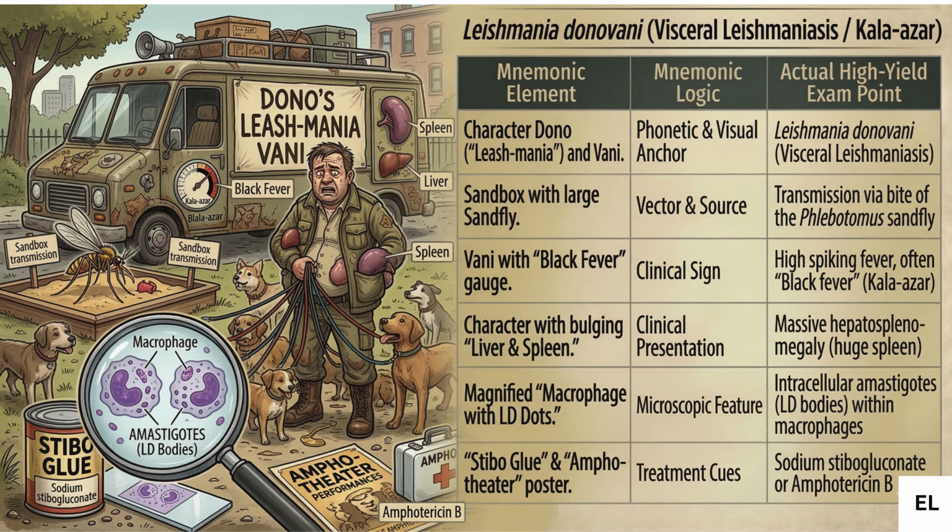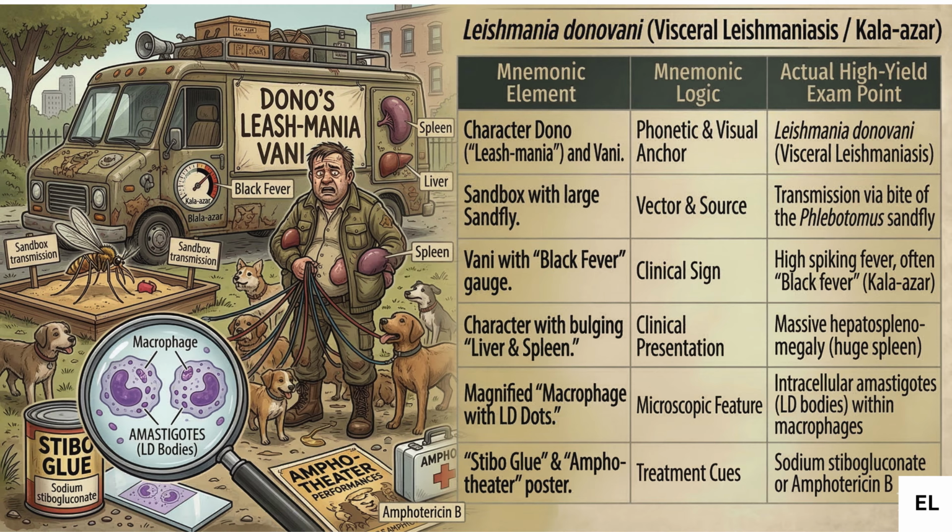Welcome everyone. Today we are going to understand Leishmania Donovani, the causative organism of visceral leishmaniasis, also known as kala-azar, using this visual mnemonic scene. Instead of memorizing scattered facts, we will decode this image like a story. Each element you see represents a high-yield exam point.